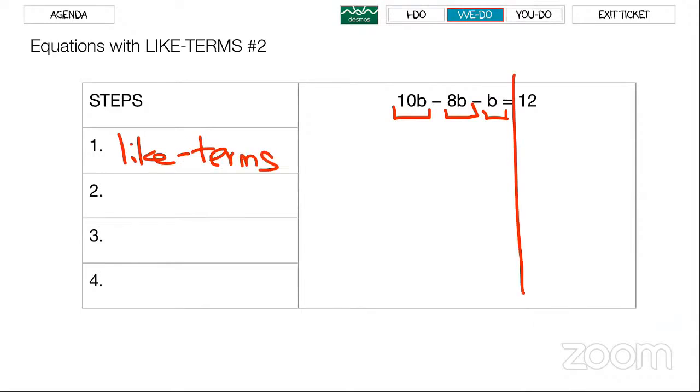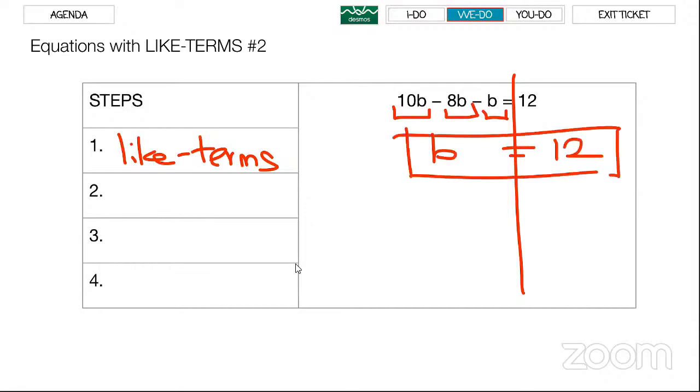And let's take a look. So 10b minus 8b minus b. So you need to combine them. 10b minus 8b, that would become 2b's. 2b minus 1b, that would become b itself. Okay, I got the answer. I don't have to divide by anything because b is alone now. So this is a one-step equation, okay?